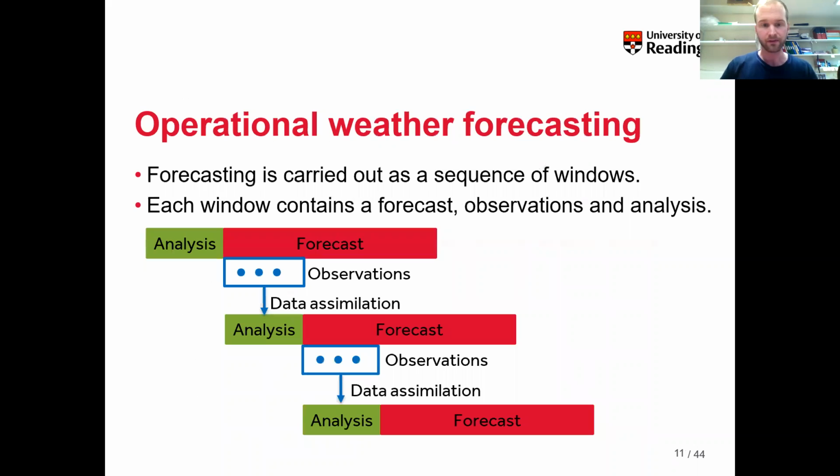In operational weather forecasting, this data assimilation is encapsulated in a sequence of windows. In each window, the numerical model is used to generate a multi-day forecast. Then after a few hours, observations come in. Those observations are compared with the forecast. So the forecast serves as the initial guess. And data assimilation then calculates a correction to the forecast. The corrected forecast state is called the analysis. And this analysis is then used as the initial condition for the next forecast run.